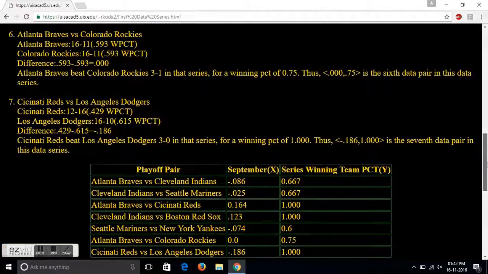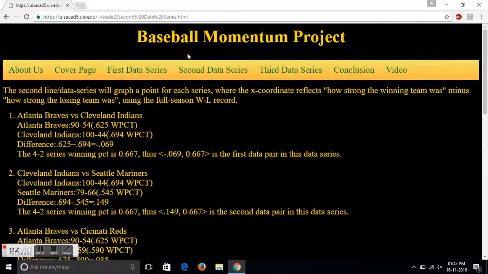Now coming to the second data series, here also we are going to plot a graph where the x coordinate reflects how strong the winning team was minus how strong the losing team was. But here we are going to use the full season W minus L record, that is win minus lose record. So for example, consider the playoff match between Atlanta Braves and Cleveland Indians. Here Atlanta Braves was the winning team. So the winning PCT of Atlanta Braves for the overall season is 0.625, and for Cleveland Indians it is 0.694. The difference is minus 0.069.